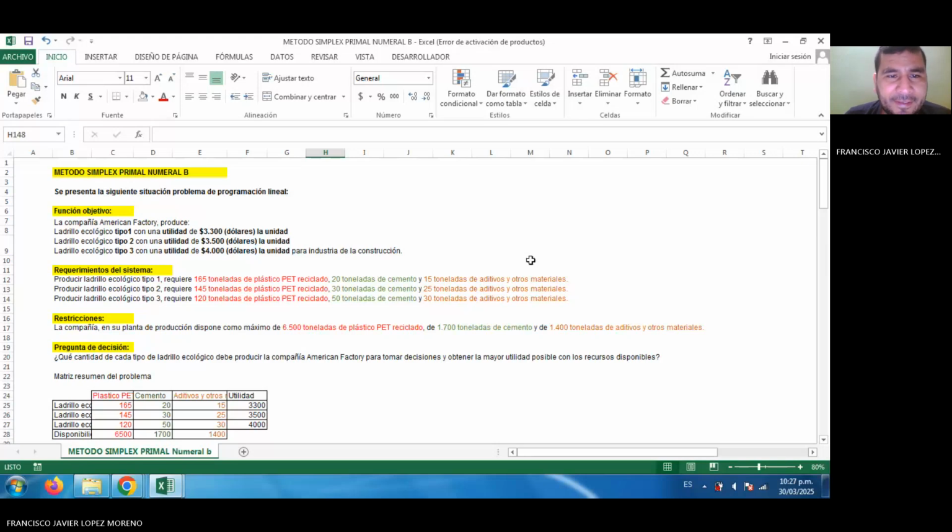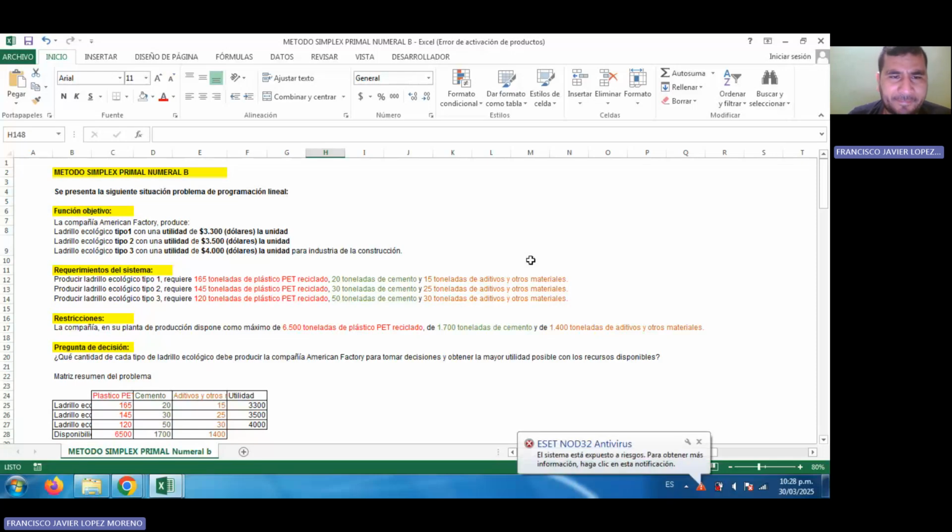With the following constraints, the company has a maximum of 6,500 tons of recycled PET plastic, 1,700 tons of cement, and 1,400 tons of additives and other materials available.